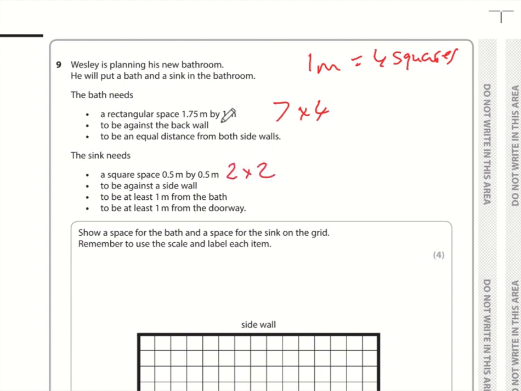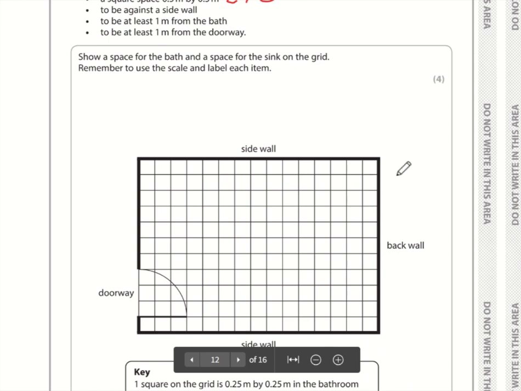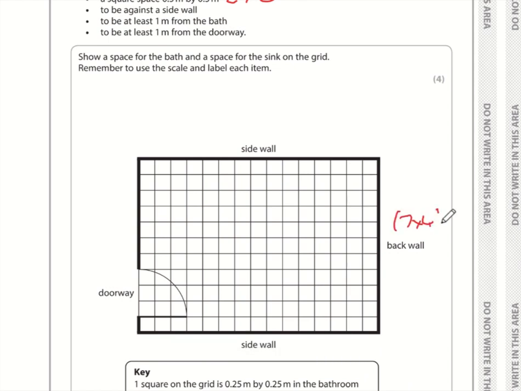Now the bath is a rectangular space, and it's to be against the back wall. So 7 by 4 against the back wall, but an equal space from the side walls. Now, if I go for 4 and 7, it's impossible to get this equidistant or in the middle, because there's an odd number: 1, 2, 3, 4, 5, 6, 7, 8, 9, 10, 11 squares.